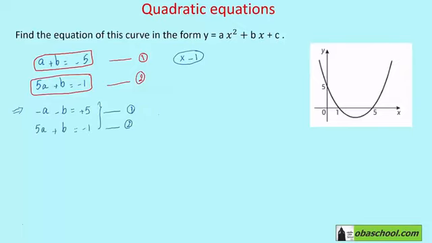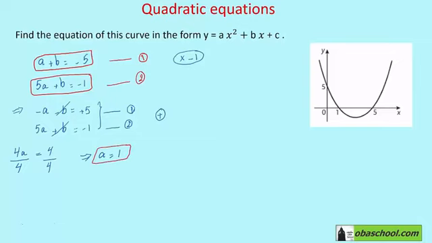So it's going to be minus a minus b equal to plus 5. So let's eliminate. Add these two equations, b and minus b cancel each other, so it's going to be 4a equal to 4. Divide both sides of the equal by 4 to isolate a. A is going to be equal to 1.